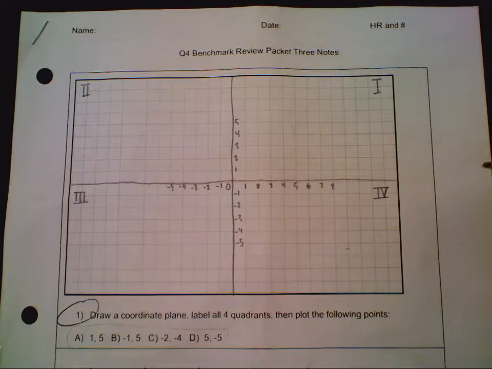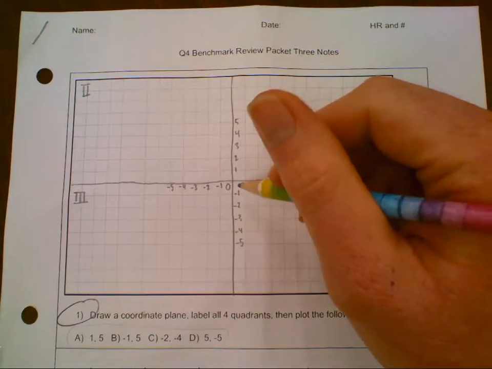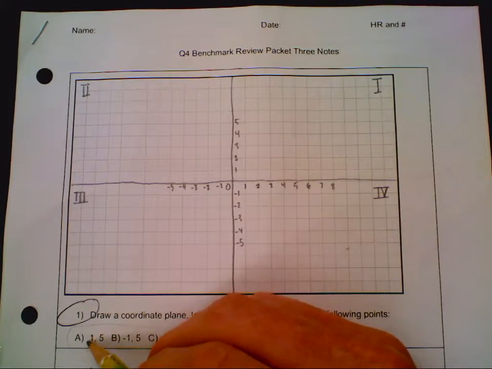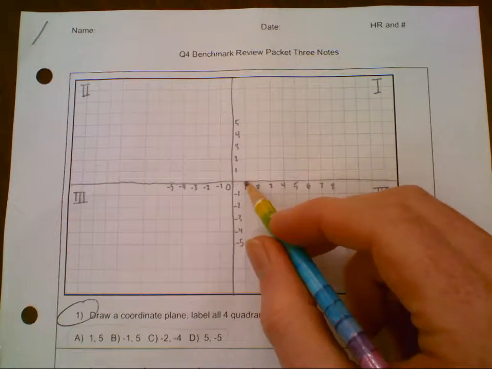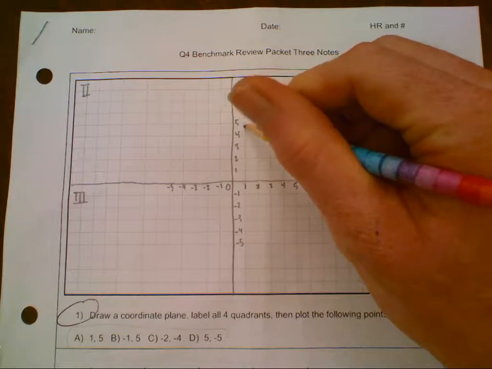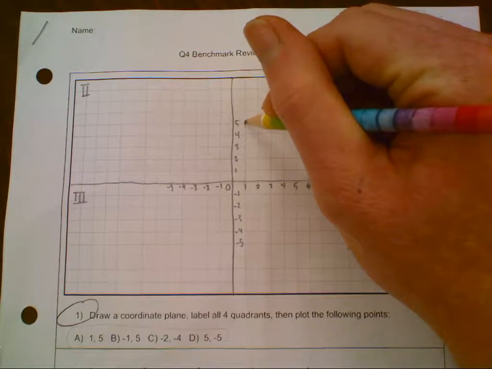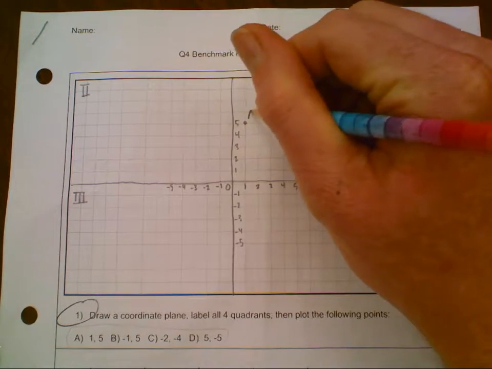Now we're going to plot the points. We have point A. So I need to remember I run first, and it's a positive number, so I'm going to go to the positive one, and then 5. I go up 5, and I can count the squares. I can also look for the value. And there's 5 and 1. So that is my point A.